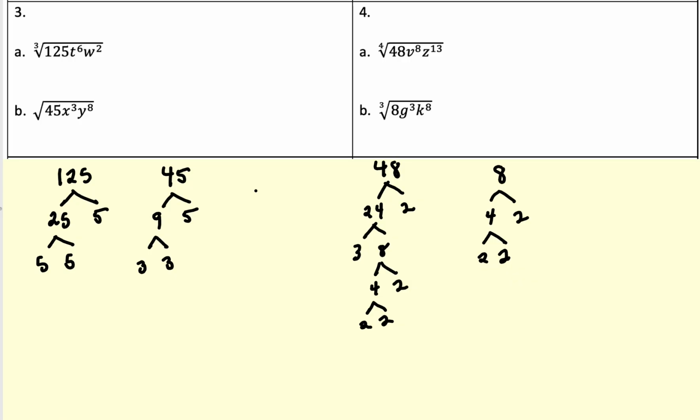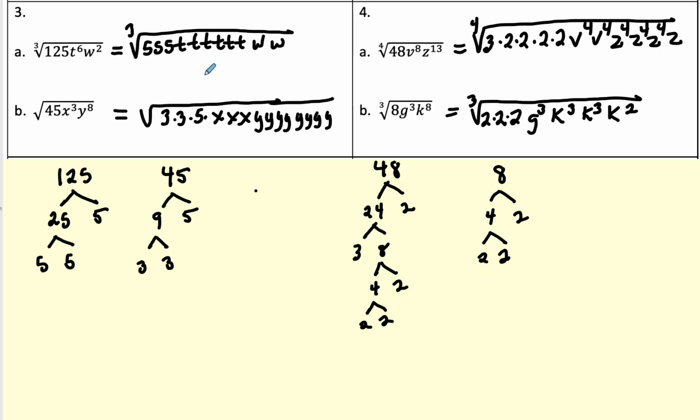Now let's talk about simplifying when you have variables. And when you have variables, you still got to break down those numbers. And then I went ahead and wrote out 6 T's and 2 W's. Remember, this is a cube root, so groups of 3 come out, groups of 3. And we can see we get a 5 out, a t squared, 1 t for this group, 1 t for that group, and then the rest have to stay under the cube root, so w squared.